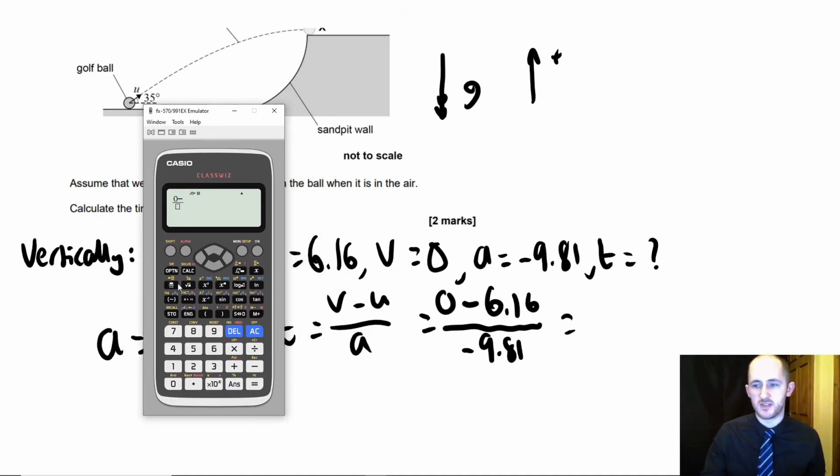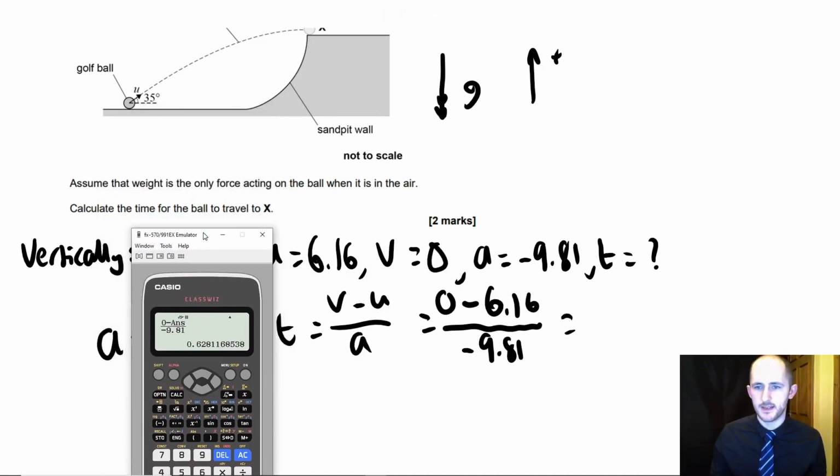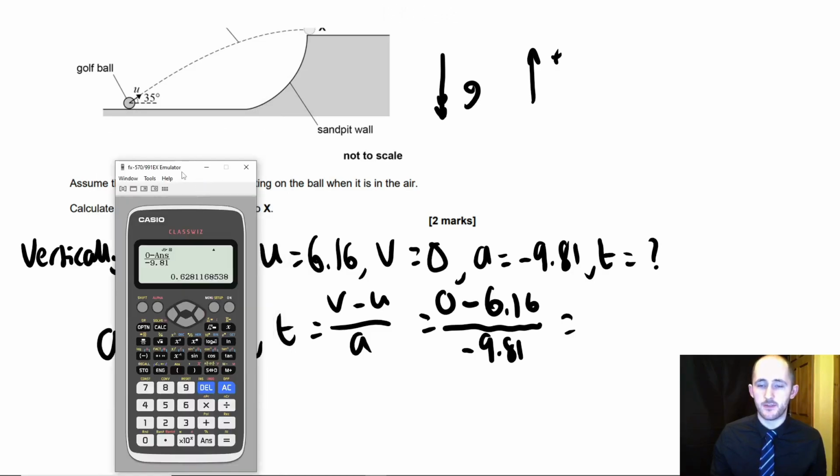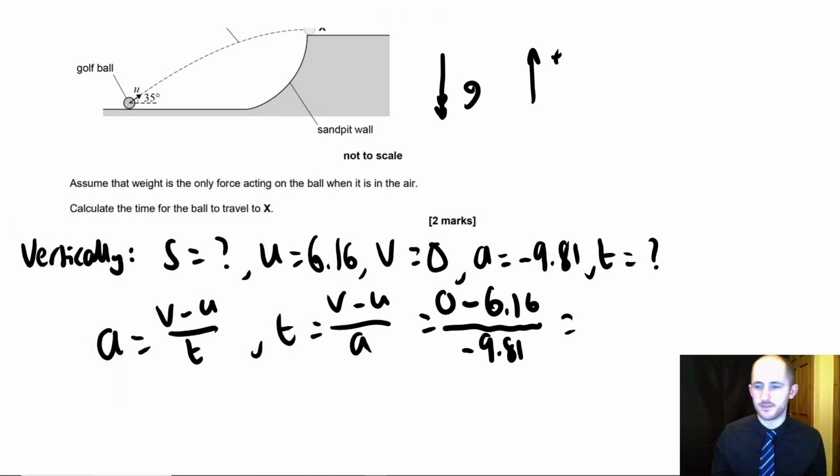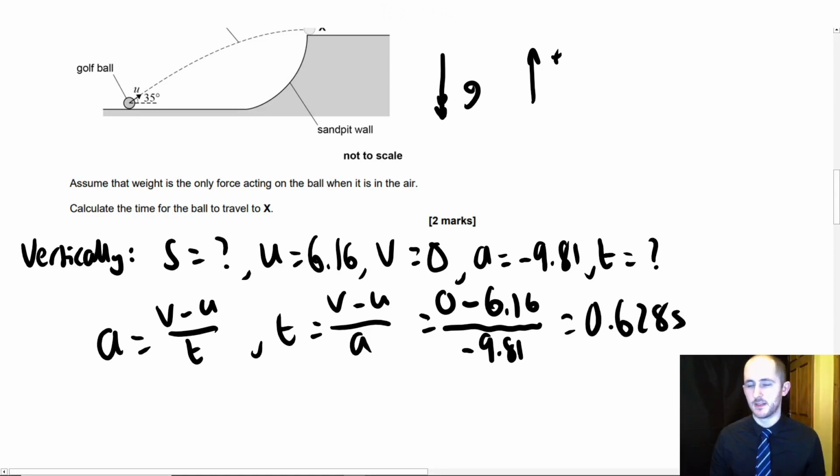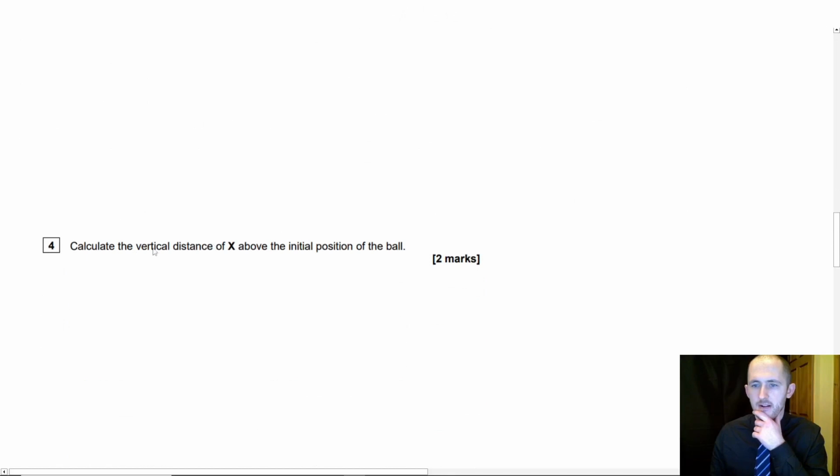So technically I could just do 6.16, divided. Actually, should we do 0 minus answer over 9.81. I'm using the answer button because that was more accurate, and it says calculate the time. You should get 0.63, which I have. So these are all to 3 significant figures, so I'm going to write 0.628 seconds because it's all to 3 significant figures. And then calculate the vertical distance of x above the initial position of the ball.